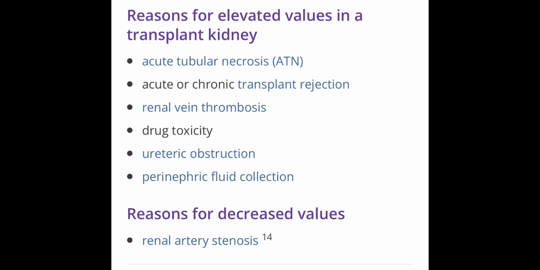The risky things that can lead to graft loss and even death are when this resistive index is high, because renal vein thrombosis and acute tubular necrosis are dangerous. So in a renal transplant recipient, a high resistive index, meaning more than 0.7 or 0.8, is associated with increased risk of graft loss and even death.